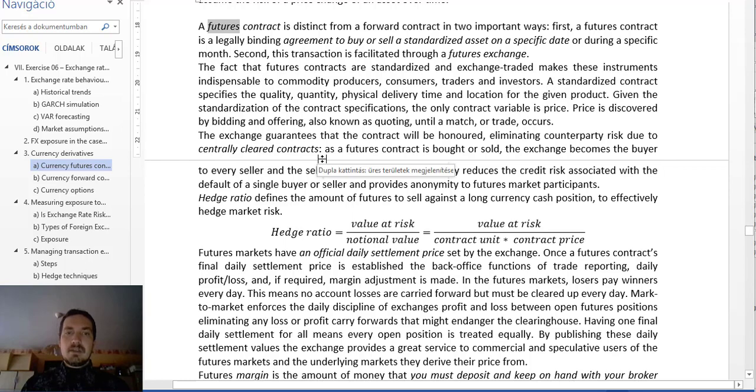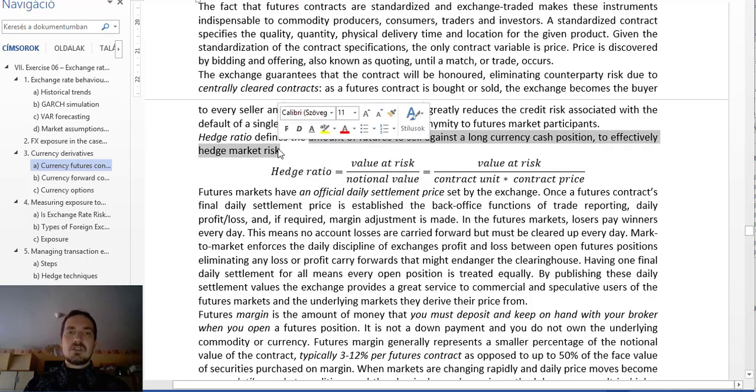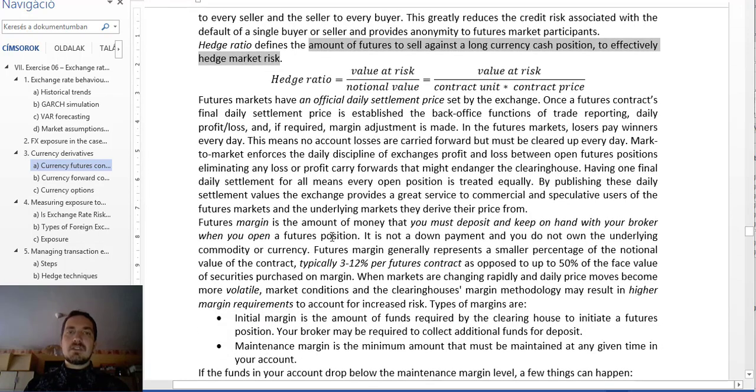Yeah. And also we can calculate the hedge ratio, which defines the amount of futures to sell against a long currency position to efficiently hedge market risk. So we are taking the value at risk, so the amount of position and the notional value: the contractual unit multiplied with the contract price. After that we can see what our hedge ratio is.